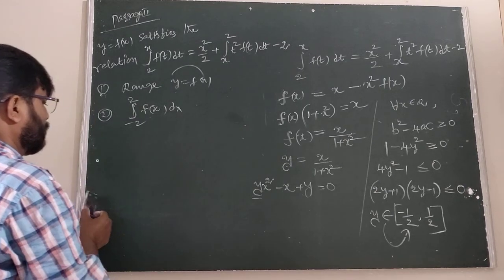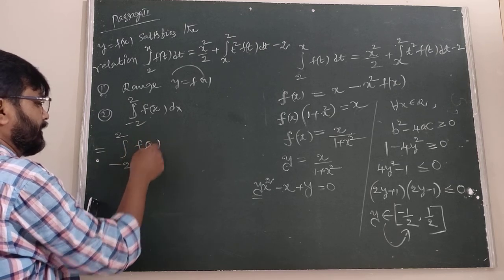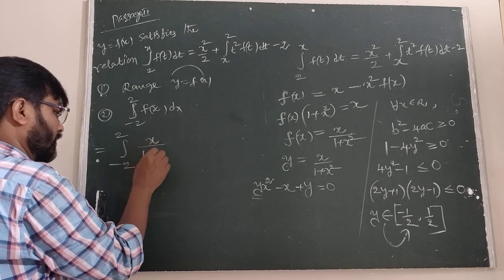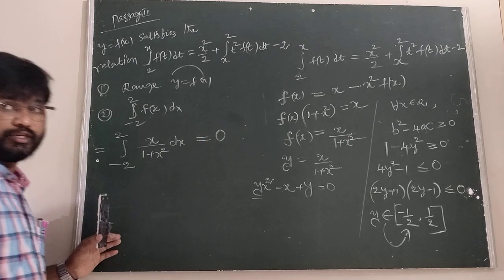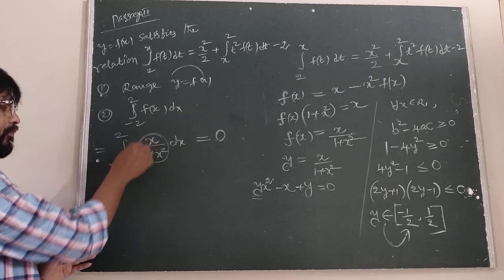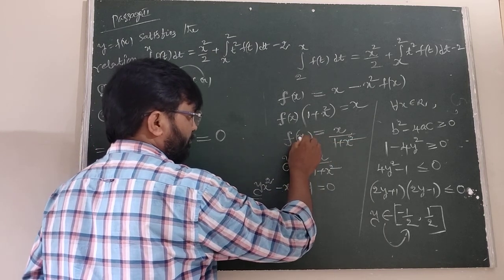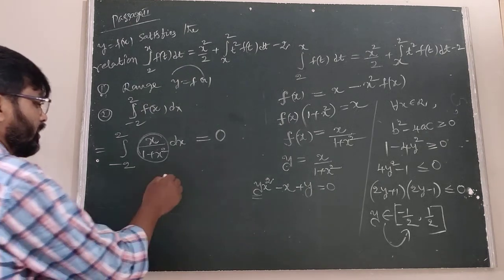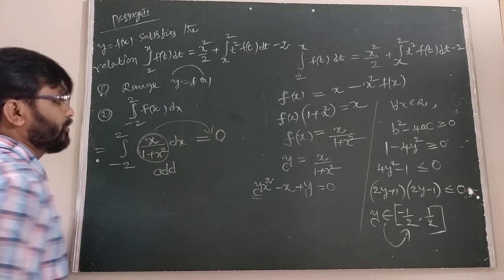Now the second question. The integral from minus 2 to 2 of f of x dx. What is f of x? This one, x by 1 plus x square dx. Undoubtedly it will be 0. Why is it 0? It is an odd function. Therefore, when we take f of minus x, this is minus x by 1 plus x square. F of minus x equal to minus of f of x. Therefore, this is an odd function. When it is an odd function, it will be 0.